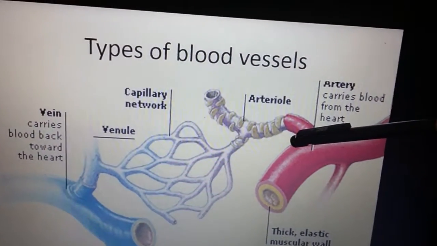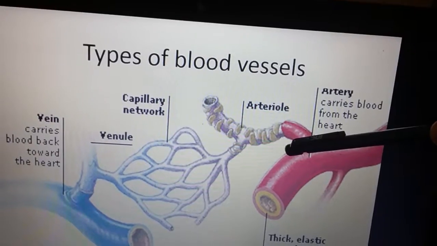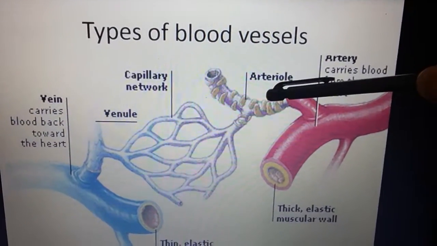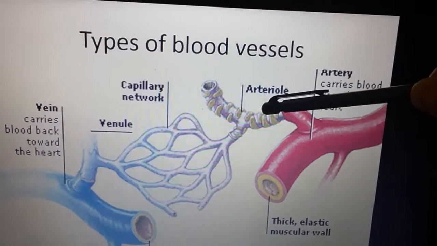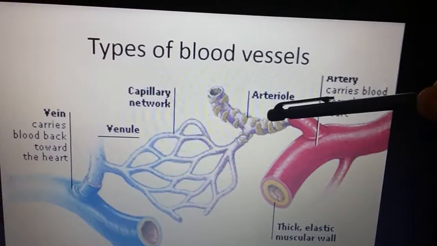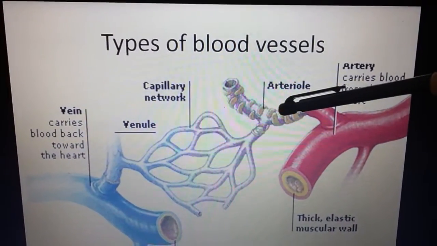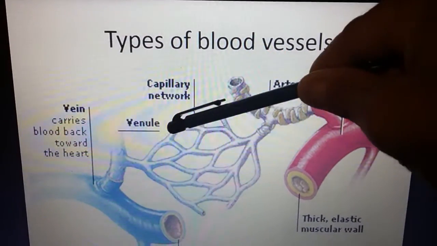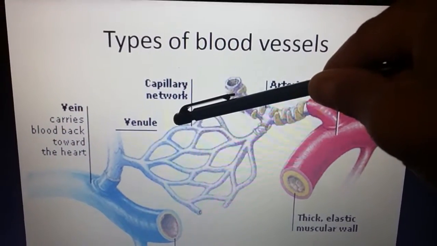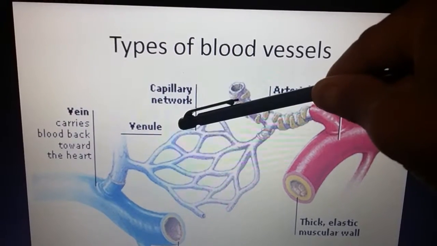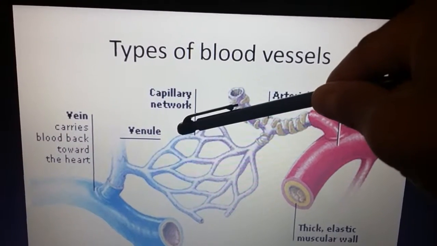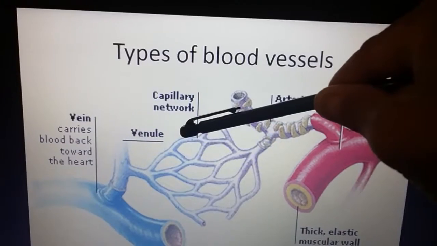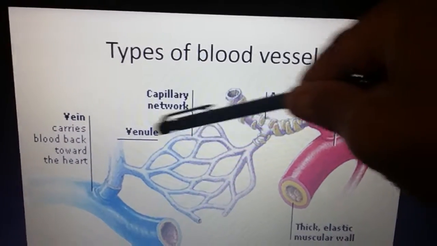Arterioles are under the control of the sympathetic nervous system and constrict and expand to regulate blood flow. Also, they transfer blood from arteries to capillaries. Capillaries carry blood away from the arterioles and exchange nutrients, waste, and oxygen with the tissues at the cellular level.